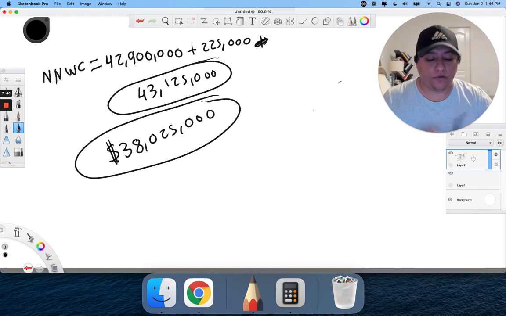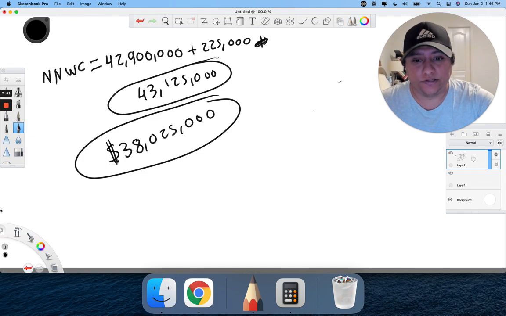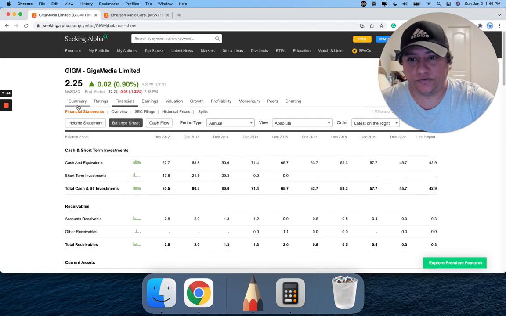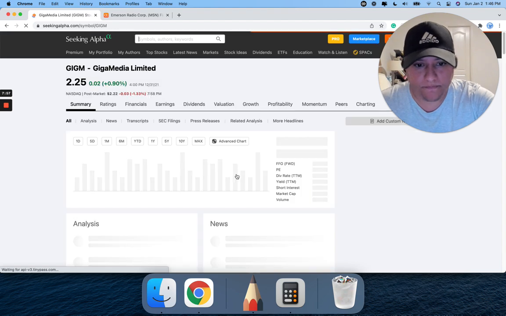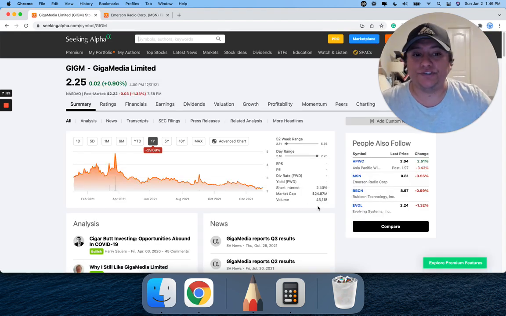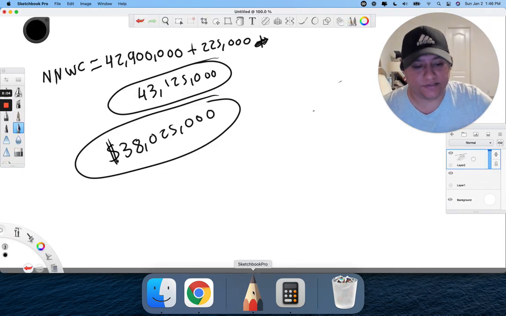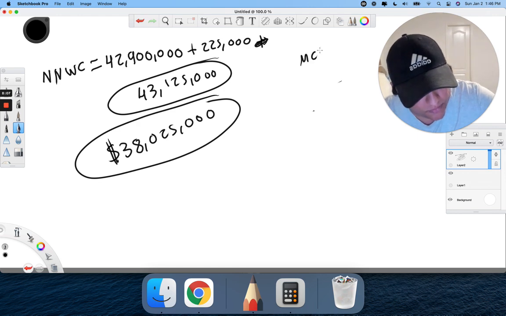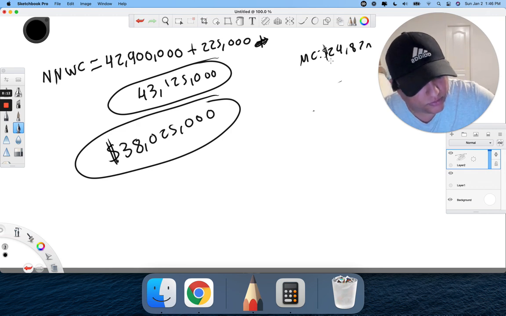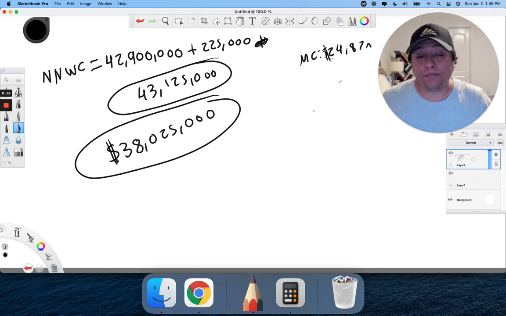Now, let's go ahead and compare that to the company's current market cap. So let's go ahead and click back here. Let's go all the way to summary. And the stock is currently trading at a market cap of 24.87 million. So that's its current market cap. So if you look at these numbers, is it undervalued? I mean, yes, its net working capital value is 38 million and it's currently at, let's just say, 25 million. Okay, so what do you want to do further?